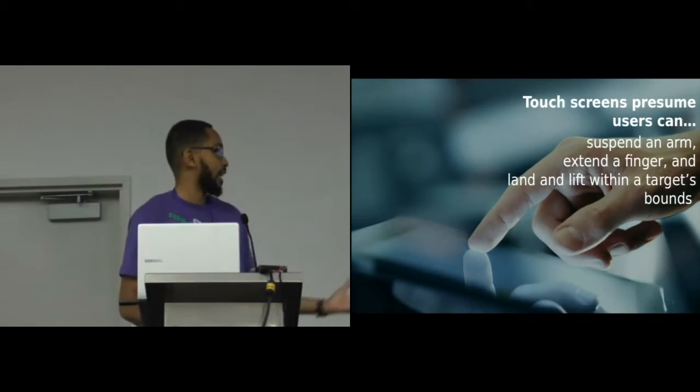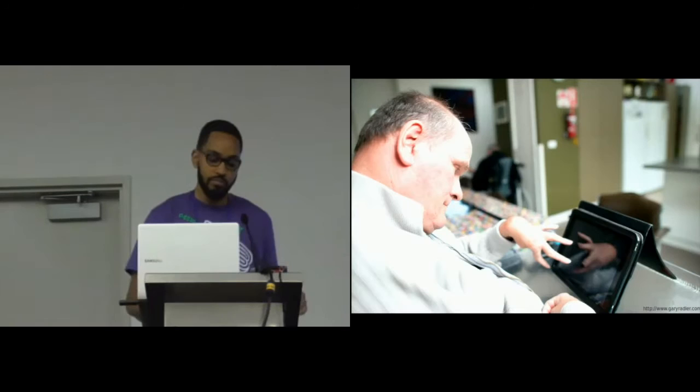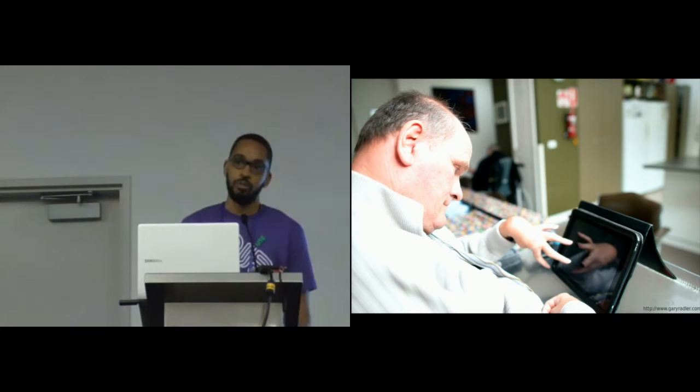So, for example, if a user wants to touch a target, touchscreens presume users can suspend an arm, extend a finger, and land and lift within the bounds of their target. But for many people with motor impairments, extending a single finger can be difficult or impossible. So instead, they may touch with the back or side of their hand, with multiple fingers, or with their knuckles. And as a result, the system can't infer this type of touch input.